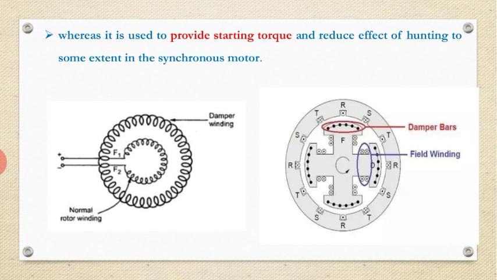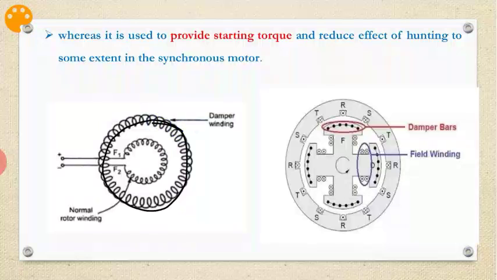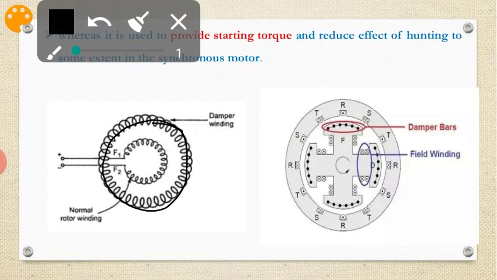So if you look at this, this is the damper winding. It is a closed one, it will be shorted, so that the rotor rotates like an induction motor. This is another figure I put.